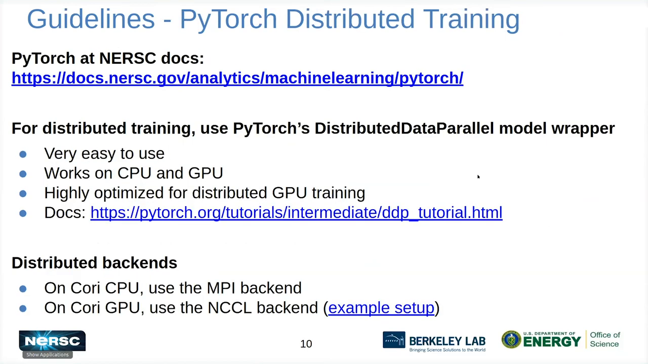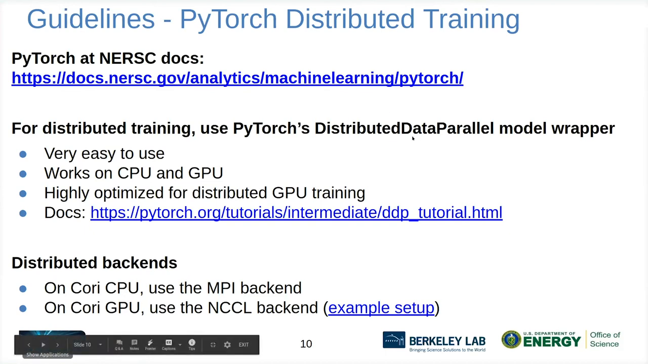For PyTorch, we recommend that you use DistributedDataParallel, which is a part of PyTorch itself. This is a class that helps you do distributed training. There is one class called DataParallel, which is much easier to use. It's just one line, but it's not efficient. Down the line, it will be a bit problematic to scale beyond a couple of GPUs. So we recommend that you use the DistributedDataParallel class.